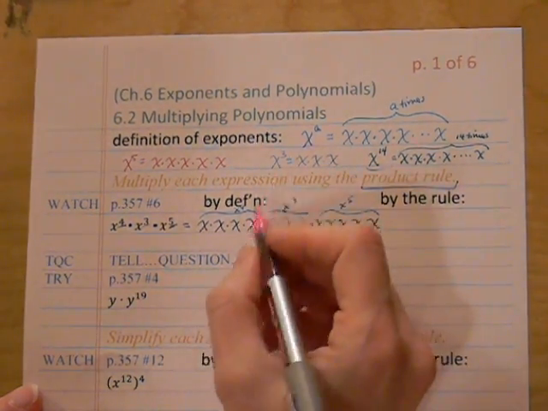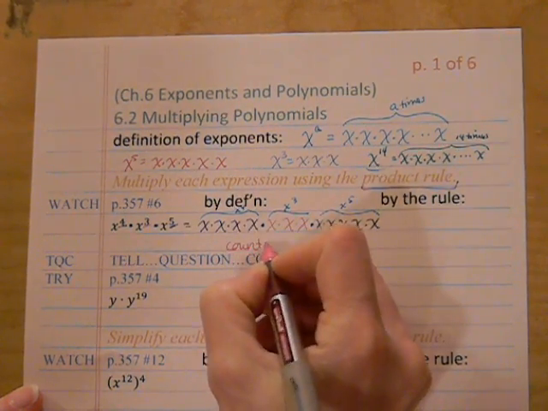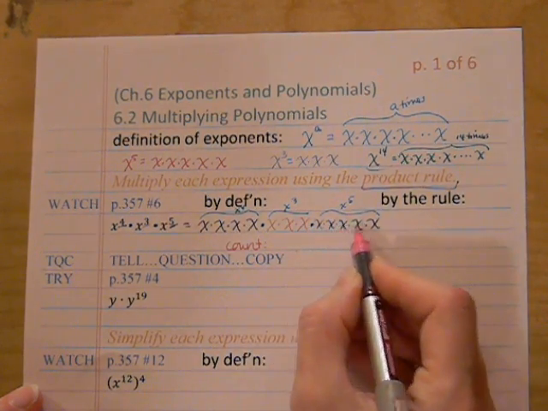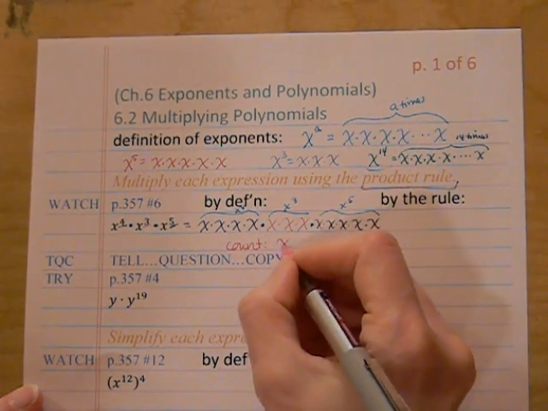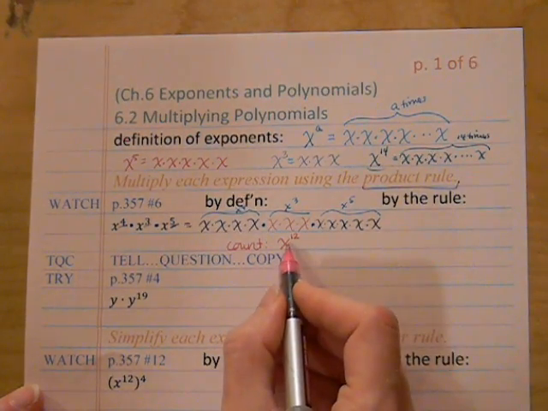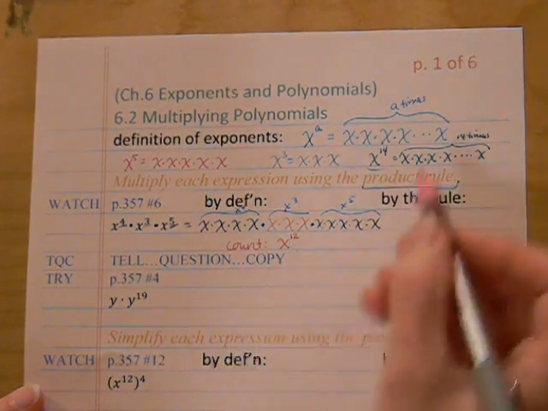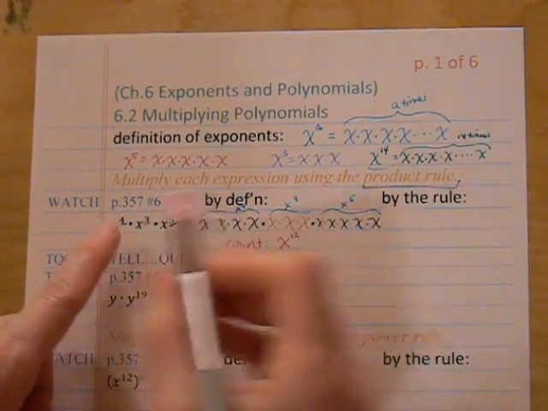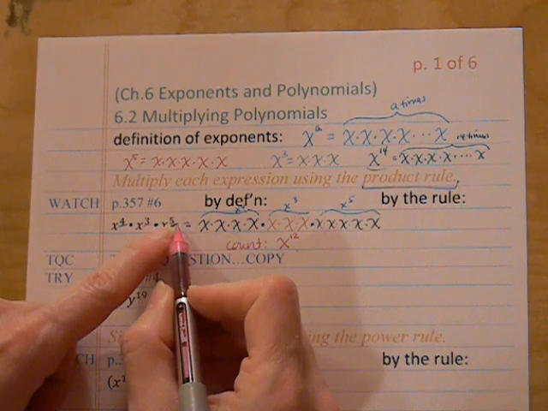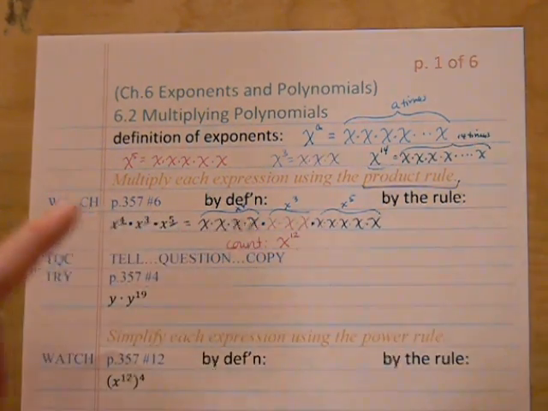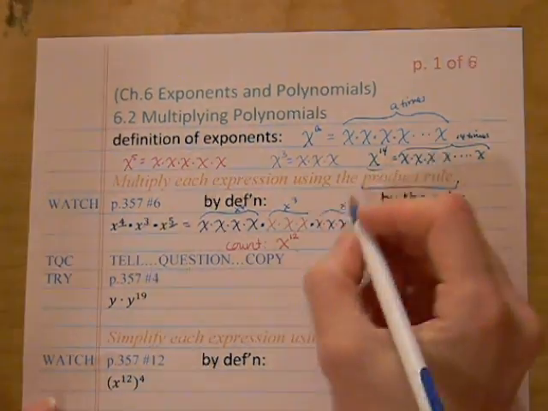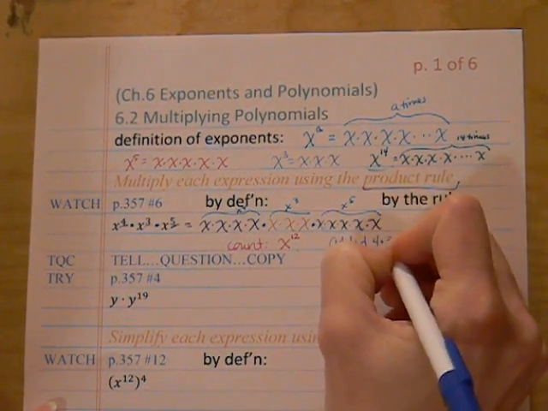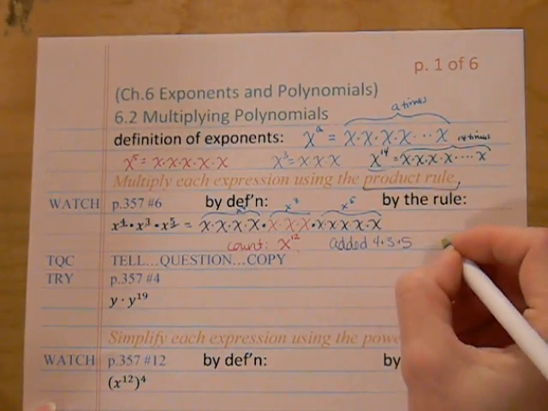And then by definition, what is this as an exponent? Well, you would count. There are 1, 2, 3, 4, 5, 6, 7, 8, 9, 10, 11, 12 x's being multiplied together, so by definition that's x to the 12th. Now, the rule then says, how did we get that 12 based on the 4 and the 3 and the 5 that we had to begin with? The rule says that we would add the 4 plus 3 plus 5. We would add the exponents.